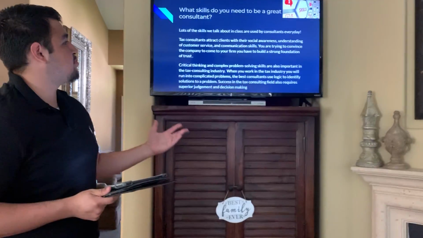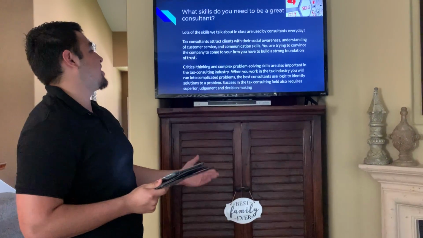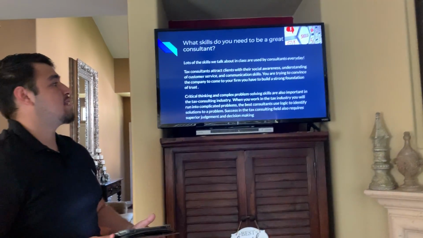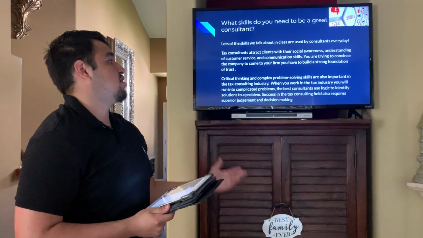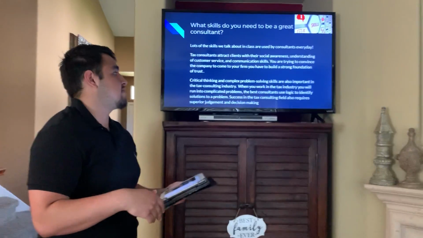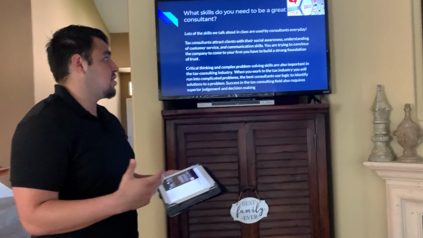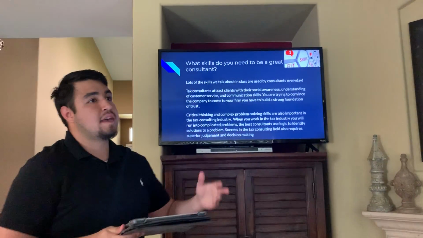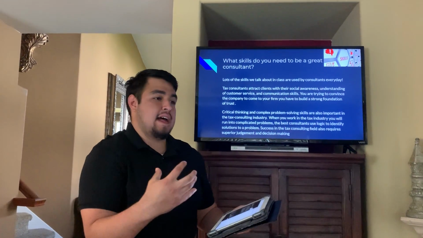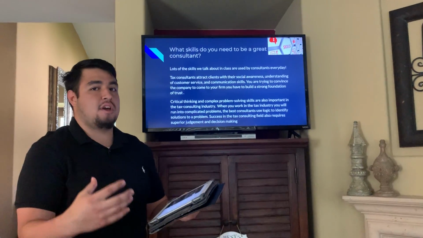Critical thinking and complex problem solving skills are also important in the tax consulting industry. When you work in the tax industry, you will run into complicated problems. The best consultants use logic to identify solutions to their problems. Success in the tax consulting field also requires superior judgment in decision making. Like that, meaning figuring out which projects qualify for the R&D tax.